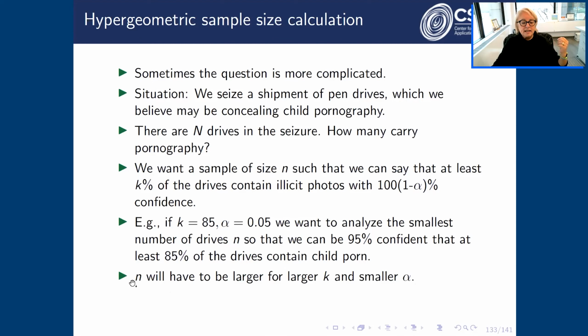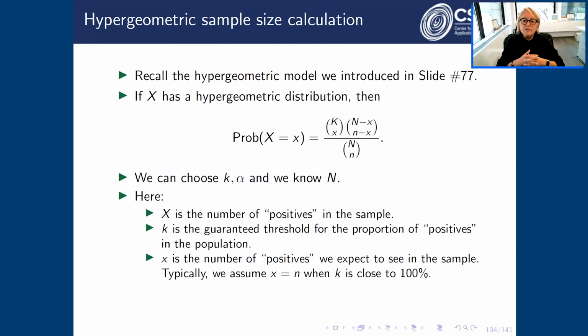Well, to compute that N, I'm going to use this hypergeometric probability model that we talked about earlier. And clearly, N is going to have to be larger for larger K and smaller alpha. So the more confident I want to be, and the larger the proportion of pens in the population that I want to say contain child pornography is, the N is going to increase. So the hypergeometric model, we introduced this model like in slide 77.